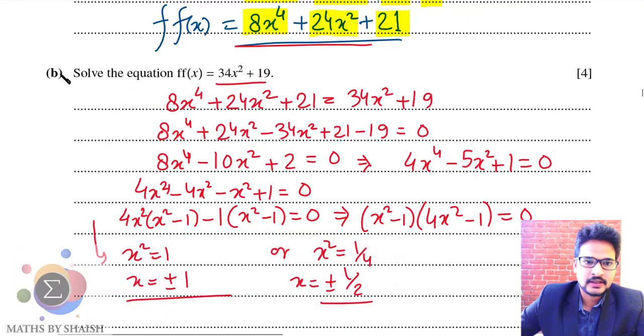Now part b is again connected. The equation is ff(x) equals 34x squared plus 19. We need to solve it.